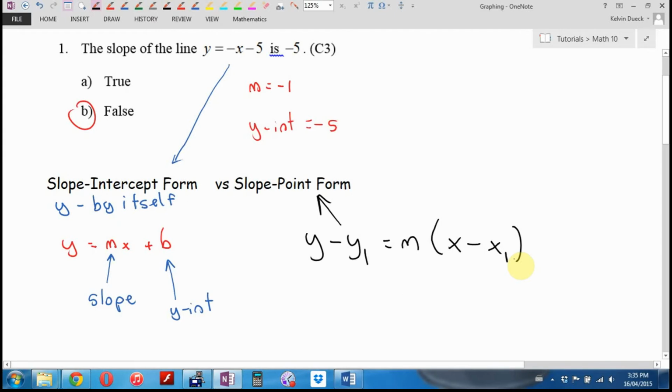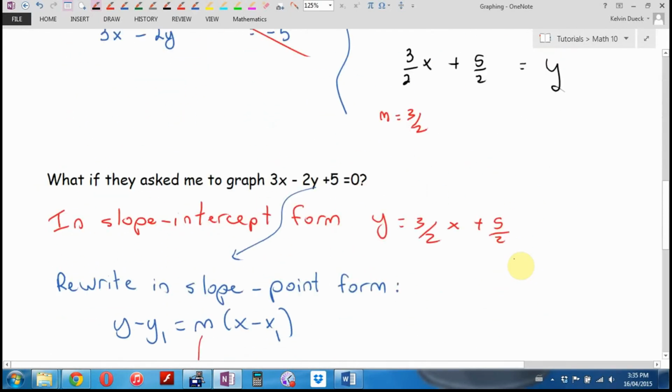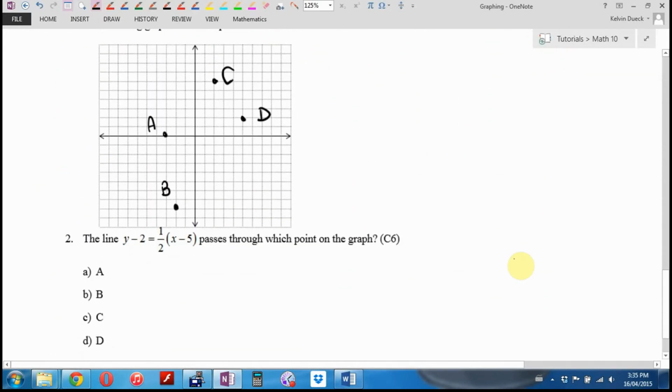Okay. That's point, or sorry, slope point form. I say it backwards every time, that's how I was taught. But slope point form. So let's look over here. Cam, look at what you wrote for your template. Does this match that? I think it does.